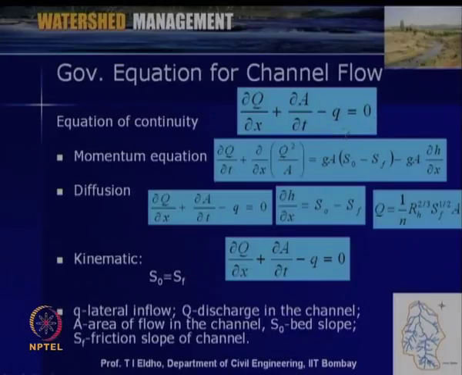and small q is the overland flow component joining at various locations of the channel. Then the momentum equation is del q by del t plus del by del x of q square by a is equal to g a into S 0 minus S f minus g a into del h by del x. As I mentioned, various forms of this equation are available in the literature, and one particular form is like this. Here S 0 is the bed slope of the channel, and S f is the energy slope, which we can obtain through the Manning's equation as given here.